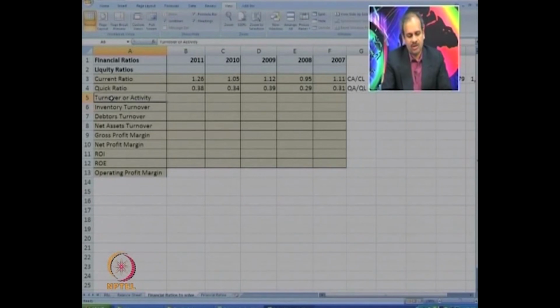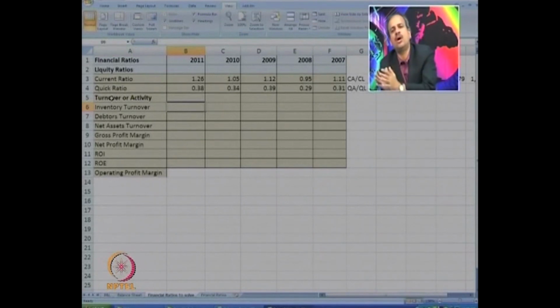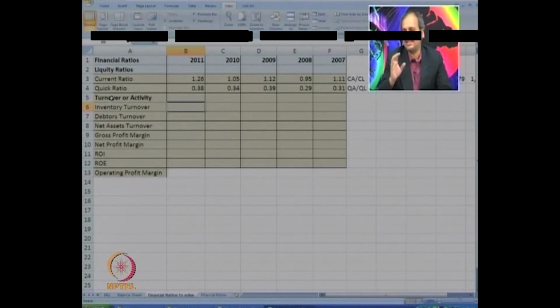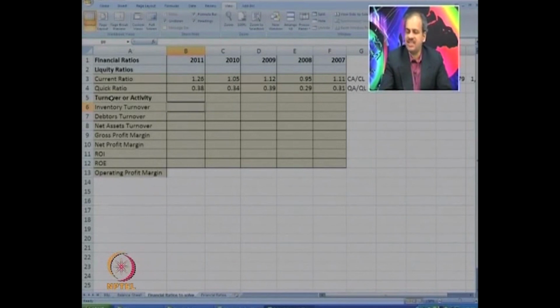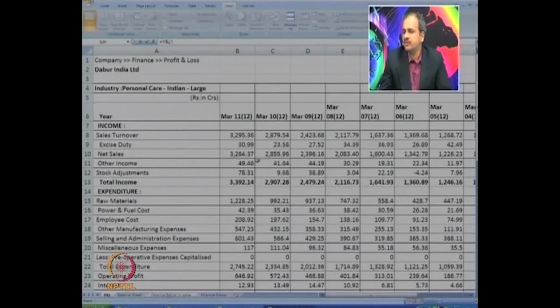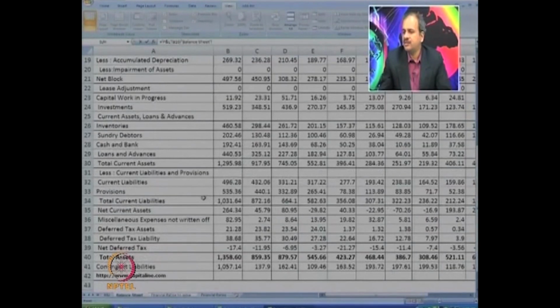So, what do the turnover ratios try to calculate? They try to link the sales to a particular asset, wherein how effectively the company is able to use that particular asset is evaluated. So, first is inventory turnover. We will get the sale figure from the P&L account. So, we will take net sales divided by the inventories.